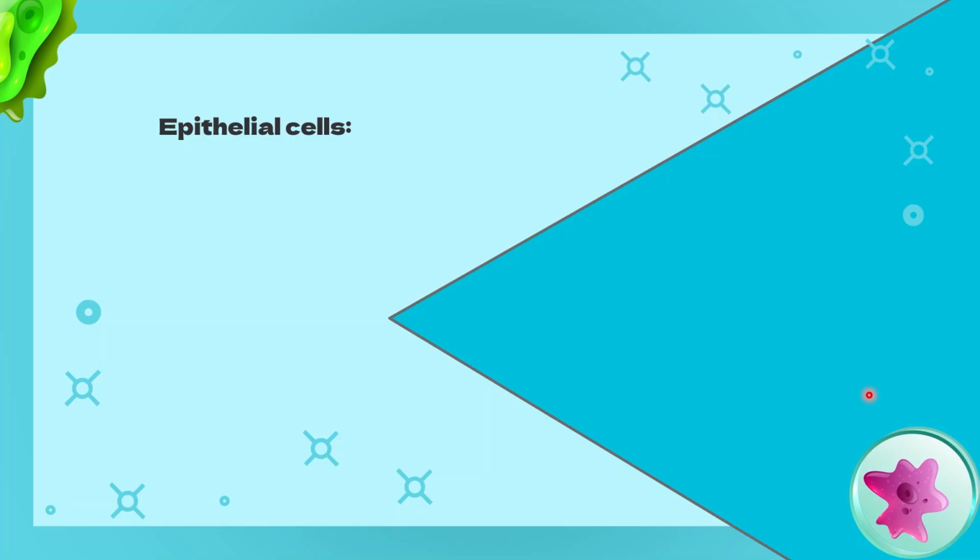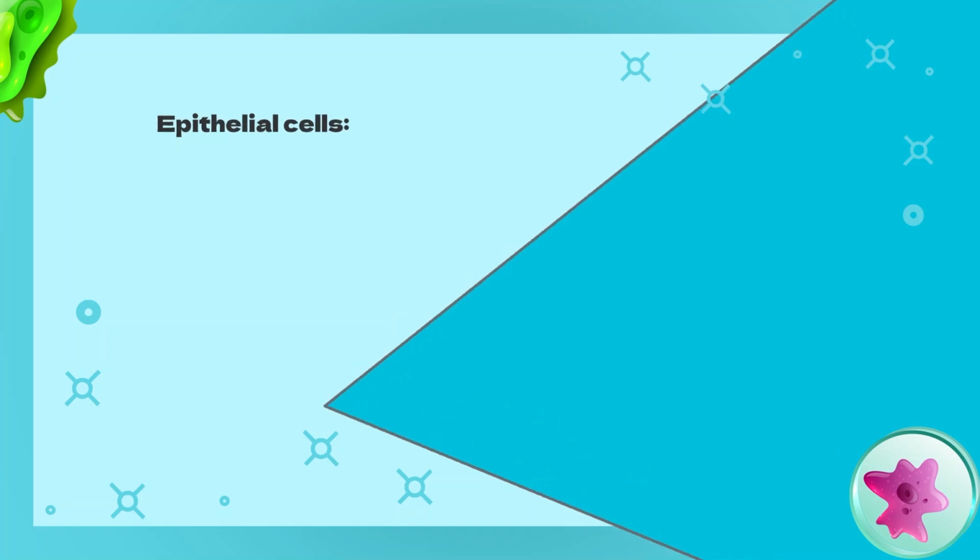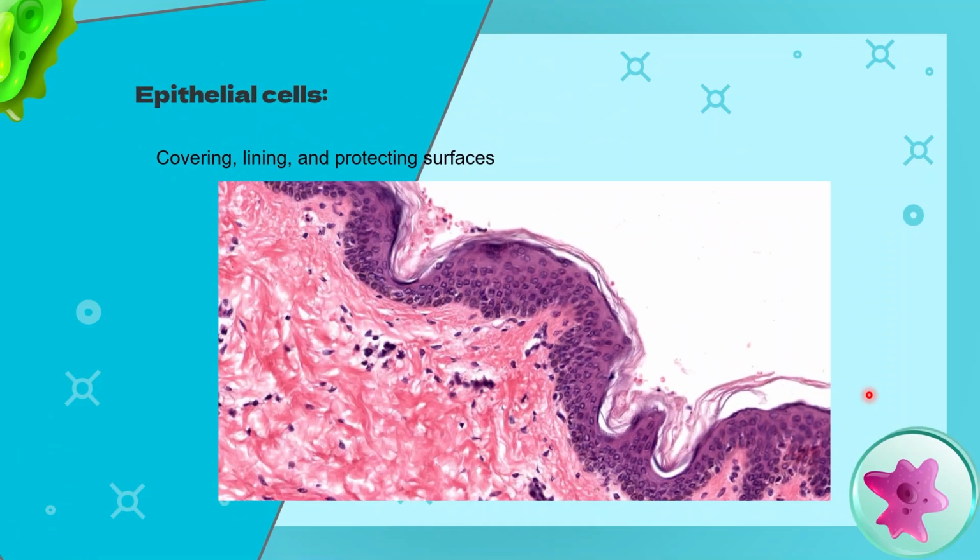Logical. Now, because of their location, where they're located, their function would differ. So the first function of epithelial cells would be covering, lining, and protecting surfaces, which we said is in the epidermis. Here, this is a histological slide of the epidermal tissue, of the skin. And as you can see here, the major layer, the first layer, is the epithelial tissue. This is all epithelial tissue.